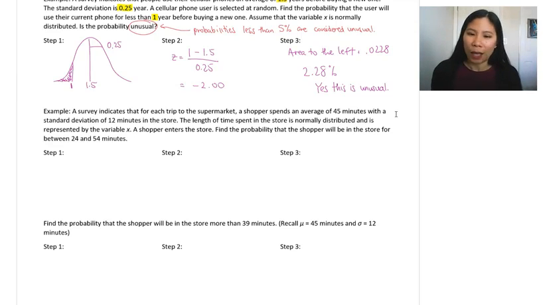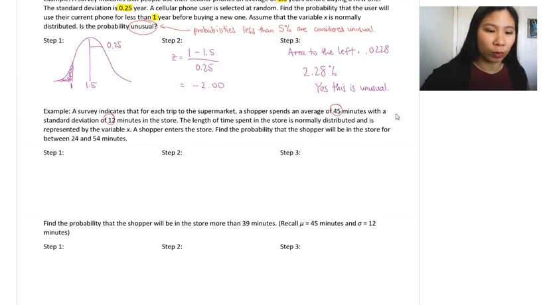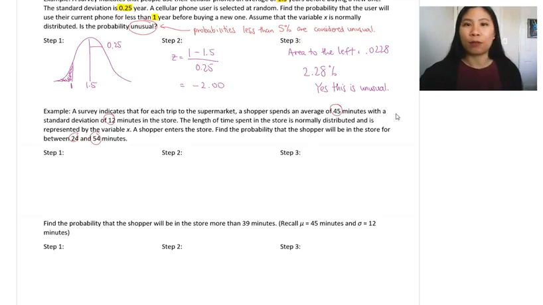So now we are given the mean of 45, standard deviation of 12, and then in the question where it asks us to find the probability, it says find the probability that the shopper will be in the store for between 24 and 54 minutes.